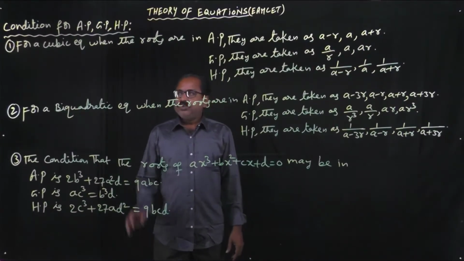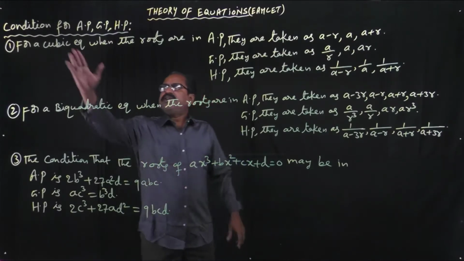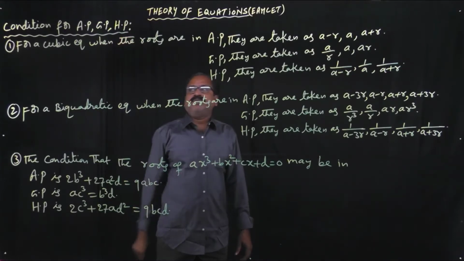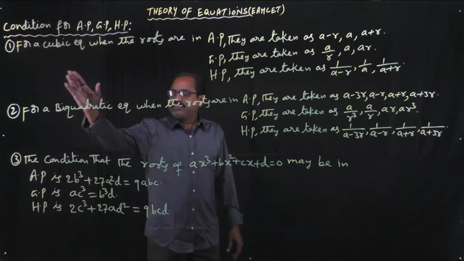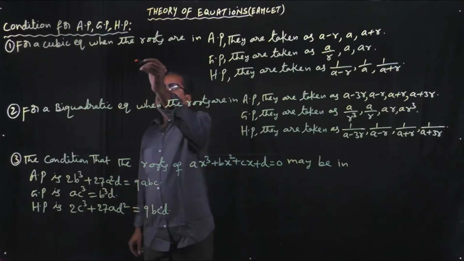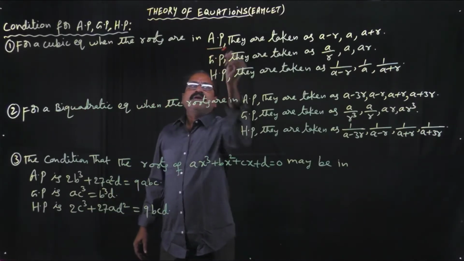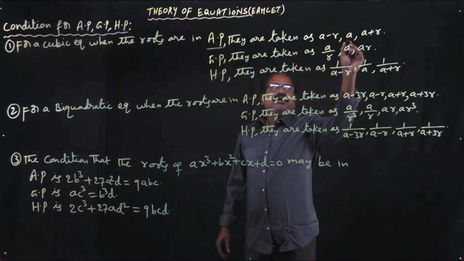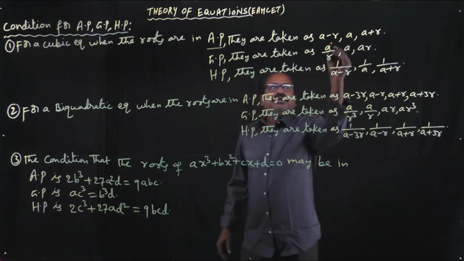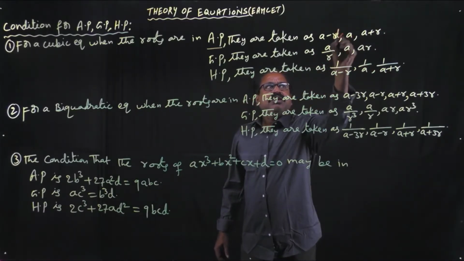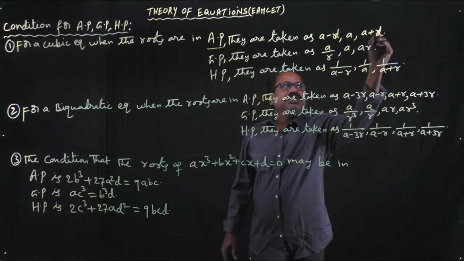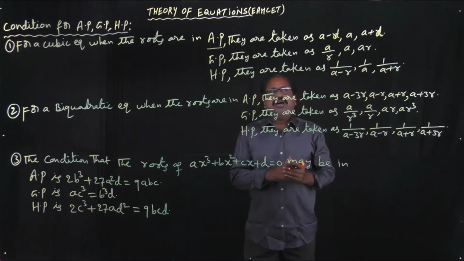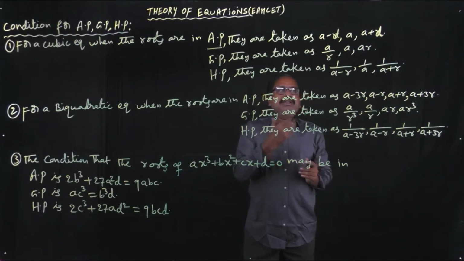Students, today we discuss conditions for arithmetic progression, geometric progression and harmonic progression. First point: for a cubic equation, when the roots are in AP, they are taken as a minus r, a, a plus r, or a minus d, a, a plus d. Both are the same.